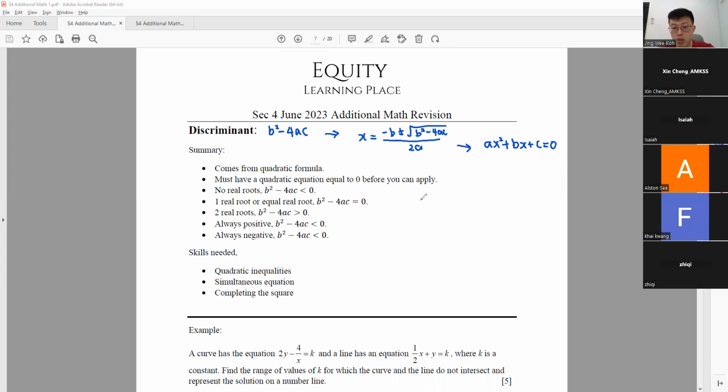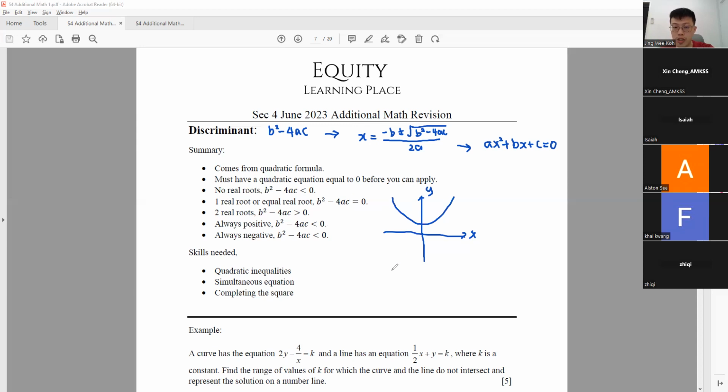Why is it so? Always positive graph will look like that. It will not cut the x-axis. So when your quadratic equation equals 0, you are not expecting yourself to get any x-intercept. There is no x answer. That's why the thing inside the square root must be negative.